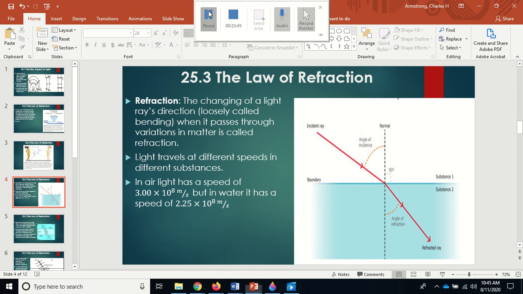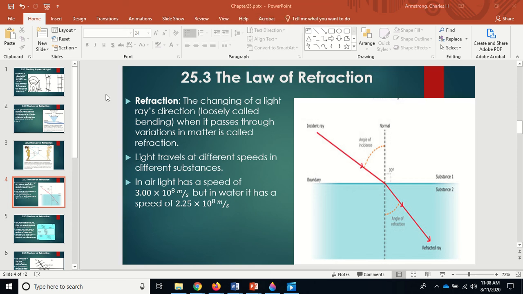Okay, here we are in chapter 25.3, the law of refraction. Refraction is the changing of a light ray's direction, loosely called bending. The light is bending as it goes from one medium to another. When it passes through variations in matter, it is called refraction. I got that out of your textbook.